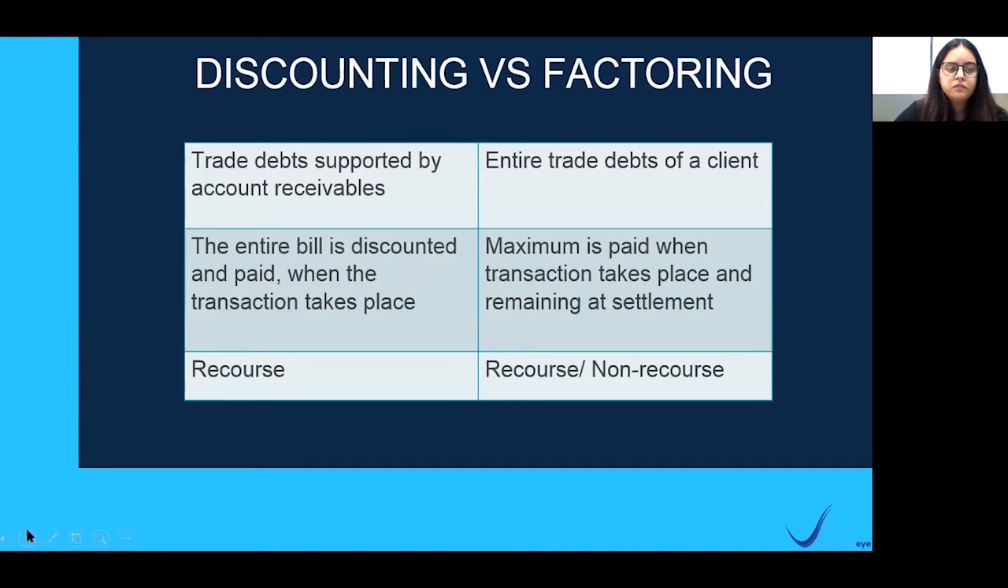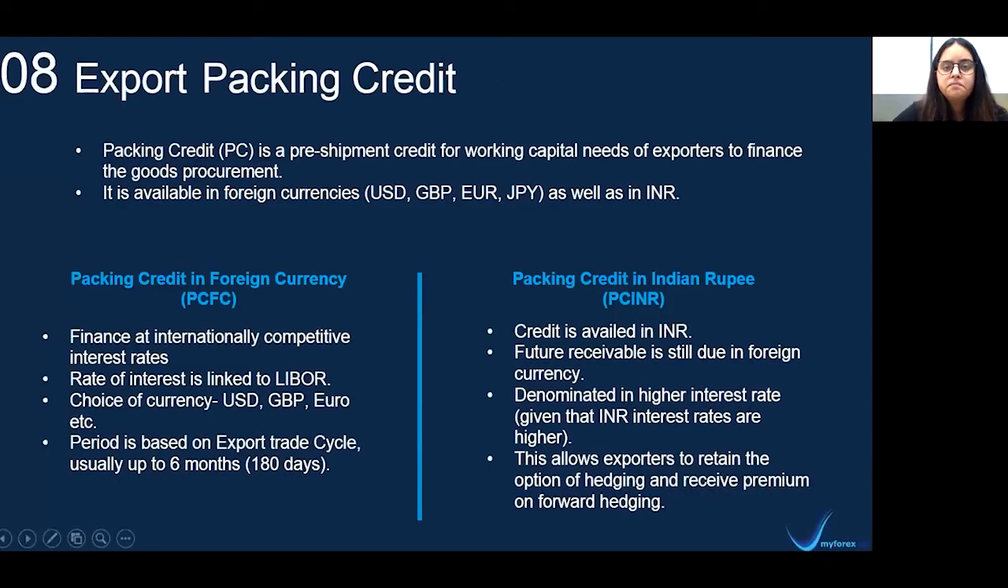Now let's move on to the eighth tool, export packing credit. Packing credit is a pre-shipment credit for working capital needs of exporters for the procurement of goods. Packing credit is available in various foreign currencies such as dollars, pound, euro, yen, as well as in rupee. There are two types of packing credits: packing credit in foreign currency, which is PCFC, and packing credit in Indian rupee, which is PCINR.